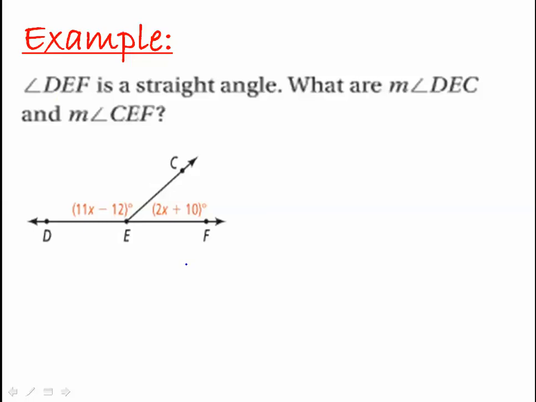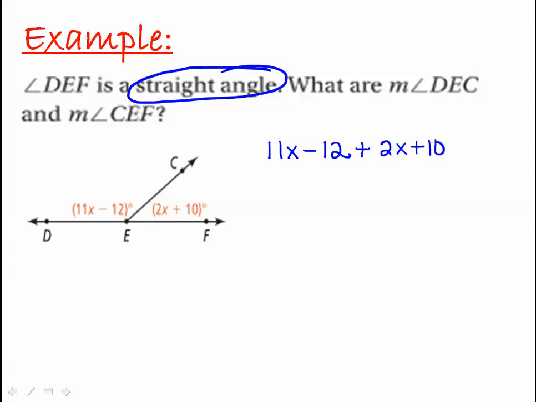Notice in our next example, it says that angle DEF is a straight angle. If we remember what a straight angle is, we know that that means that the entire angle DEF adds to equal 180 degrees. So the two smaller angles, DEC, which is 11x minus 12, and CEF, which is 2x plus 10, can be added together to equal a total of 180.